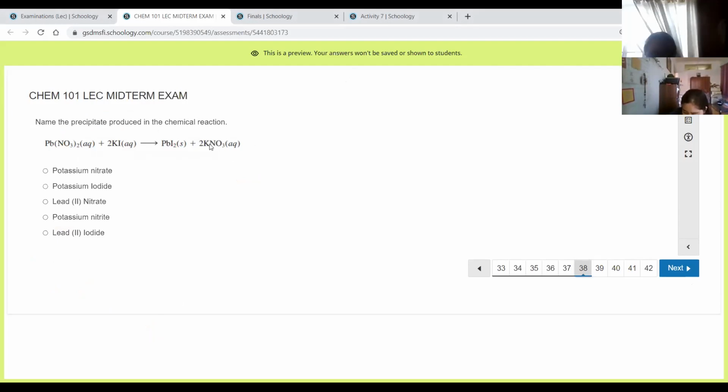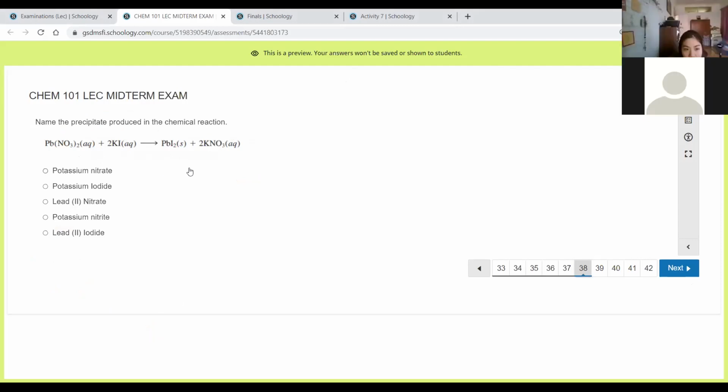Next, name the precipitate produced in the chemical reaction. How do you know if it is a precipitate? It is a solid product formed in the reaction. As you can see, the open and closed parentheses show their state. The reactants are both aqueous, dissolved in water, while the product, potassium nitrate, is also in aqueous solution, so this is liquid, and this one is the solid. Therefore, the correct answer is lead iodide, specifically lead(II) iodide.